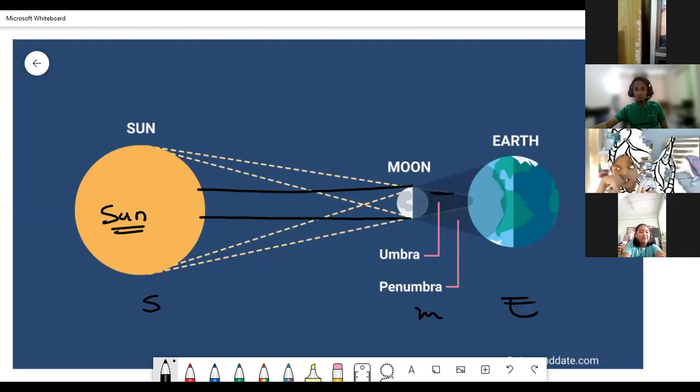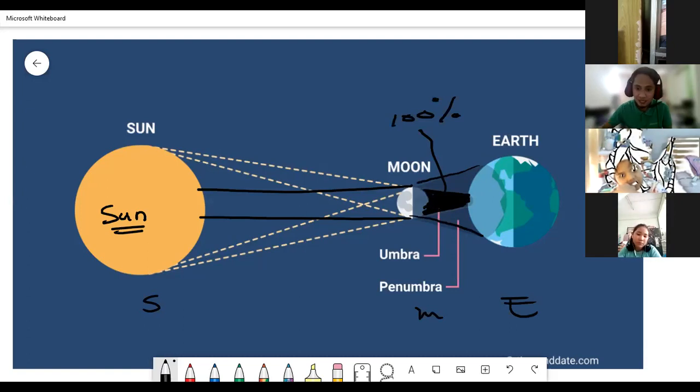This one here, the umbra, is very black, 100% shadow. Why? Because when you see the line here, the center, the umbra, is 100% darkness. Okay? Meaning, the moon covers this part 100%.